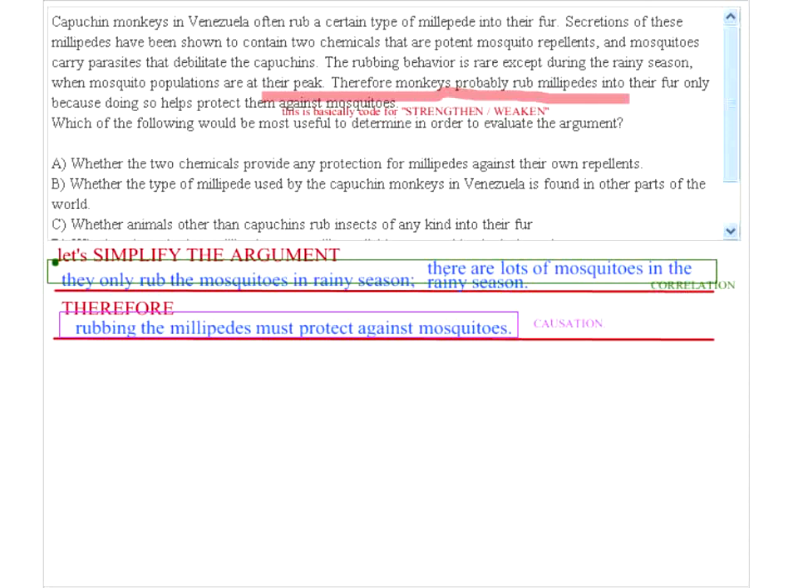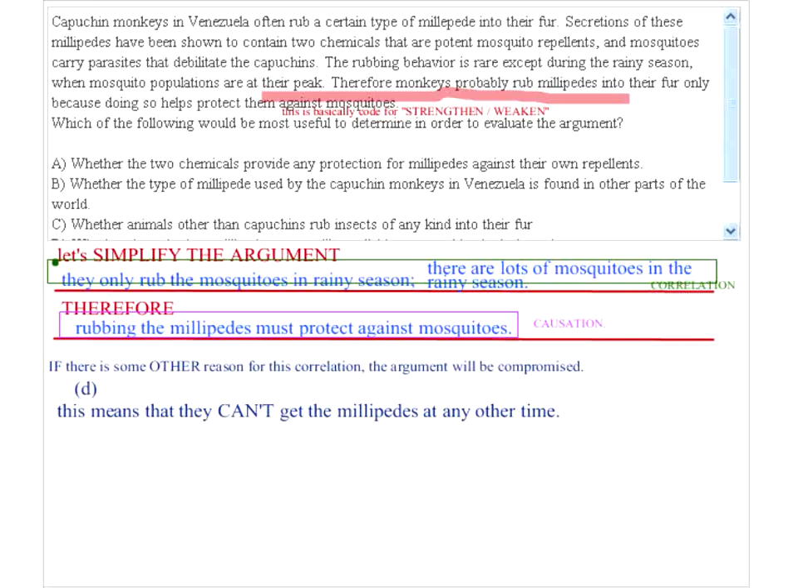So let's look at D and E, which are pretty much the only answers that lots of people picked. So let's analyze those. All right. Basically the argument says that because they rub the millipedes, they repel mosquitoes. So if there is some other reason for this correlation, the argument will be compromised. So let's take a look at how D and E affect that. First, D says this means that they can't get the millipedes at any other time.